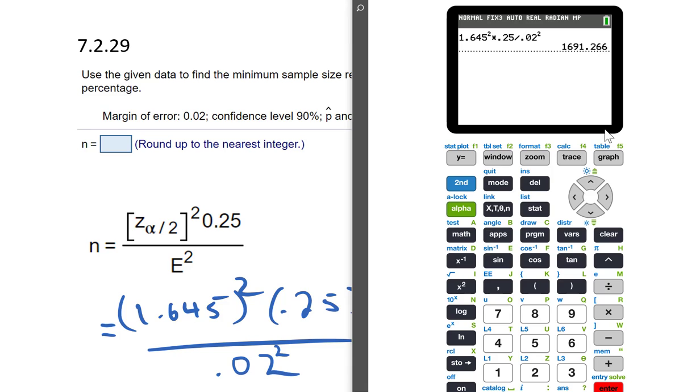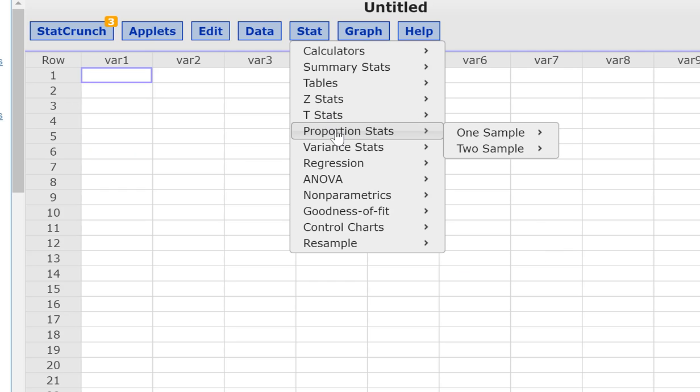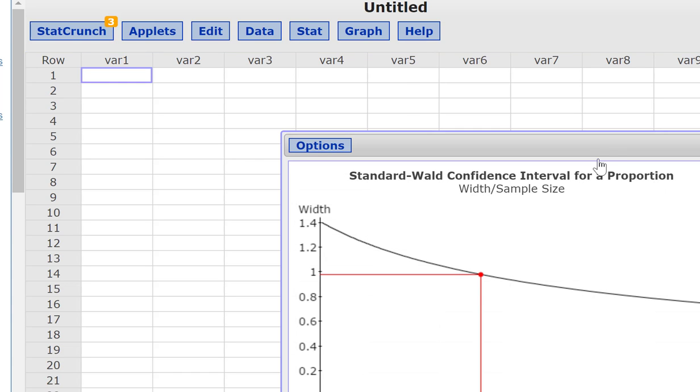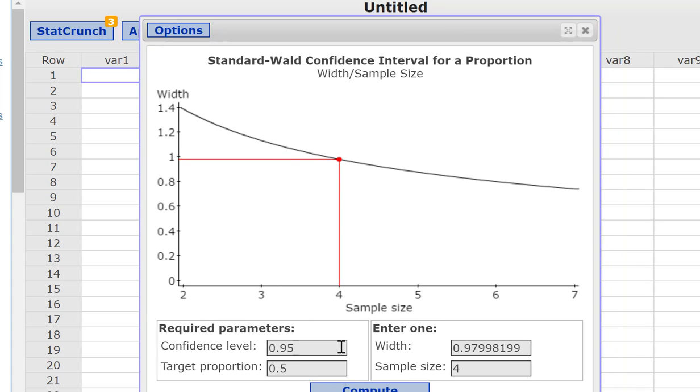Let me show you how you can do this on StatCrunch. It takes a little bit more thought, though. Let's flip over to StatCrunch. Okay, so in StatCrunch, you're going to go to Stat, Proportion Stat, One Sample, and you're going to go to With Sample Size. We're concerned about the width and the sample size. So we have a given width, and that width is the error. So our confidence level again is 0.9.